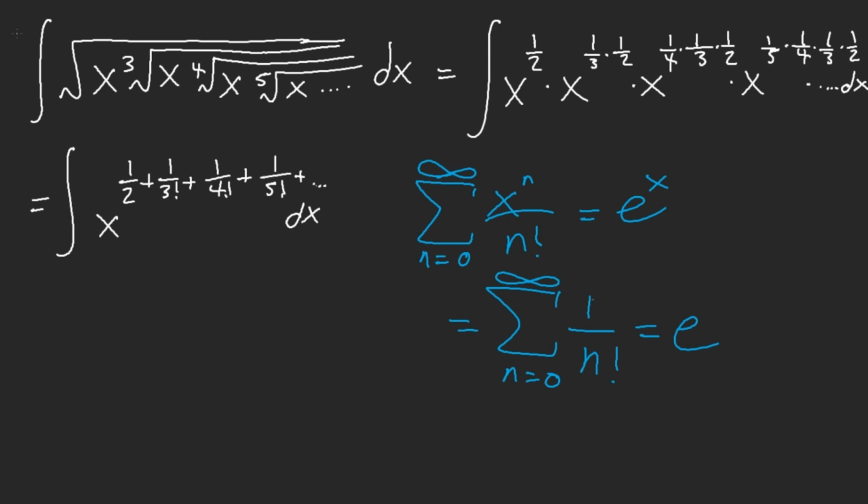Okay, now you do have to be careful. This is n equals 0. Here, let me deconstruct this. So this sum, if you plug in 0, you get 1. Plug in 1, you get another 1.